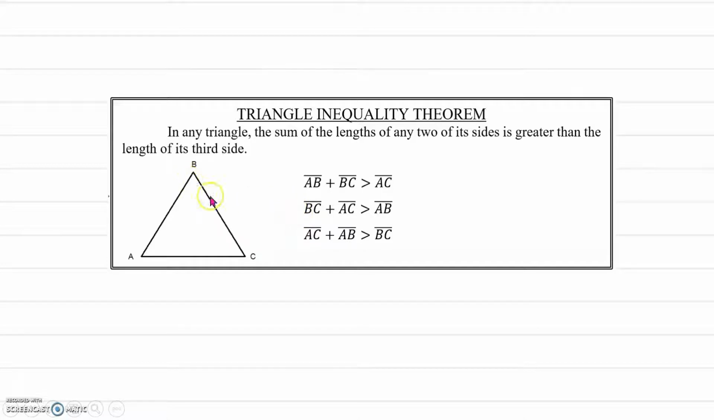Similarly, the measure of side BC plus the measure of side AC should be greater than the measure of side AB. And the measure of side AC plus the measure of side AB should be greater than the measure of side BC. Okay, so all you need to remember is that the sum of the lengths of any two of its sides should be greater than the length of the remaining side.